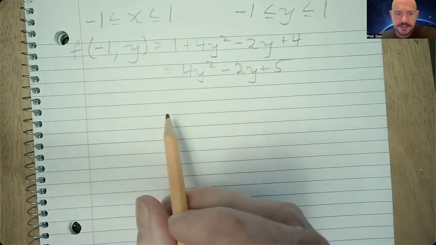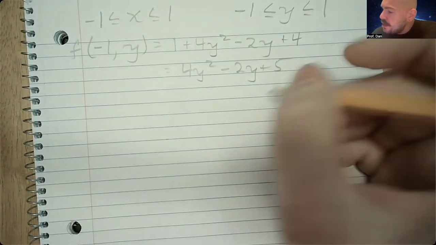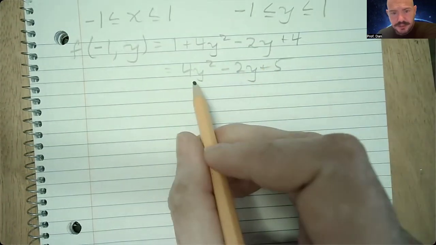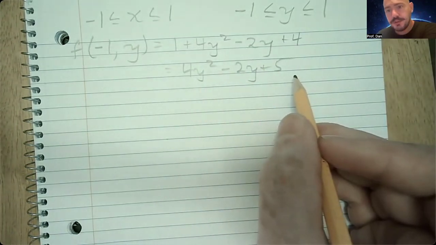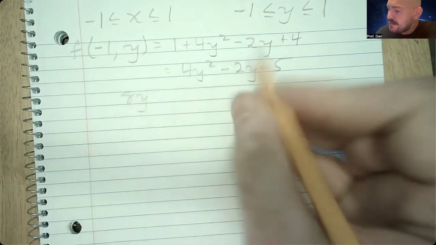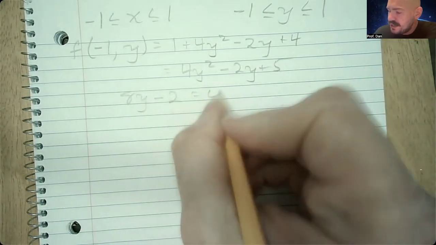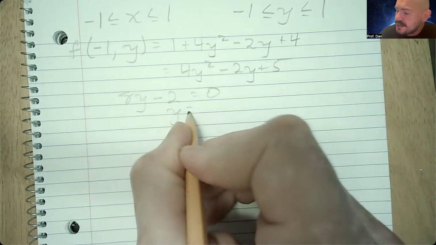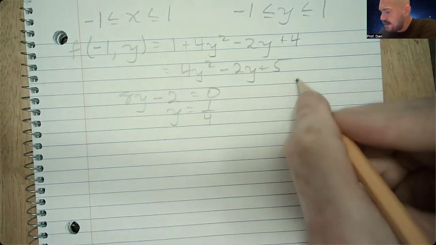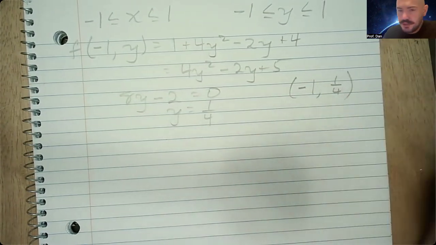Right, this would be like the edge of the potato chip doing like a whoop-de-woo, right? And I can do that the same way that we did in Cal 1 by taking the derivative, setting it equal to 0, and solving. So derivative of 4y squared, we get 8y. Derivative of minus 2y, minus 2. Derivative of 5, 0. Set this equal to 0, and I get y is equal to 1/4. So from that, my next point I need to check is -1, 1/4.